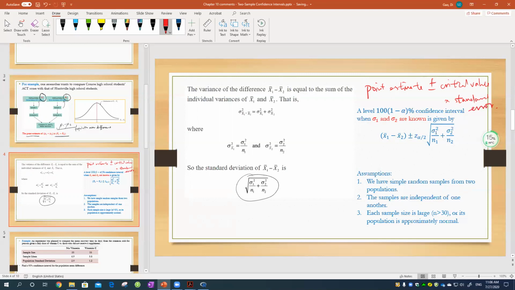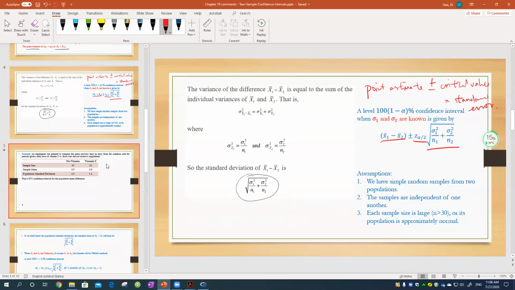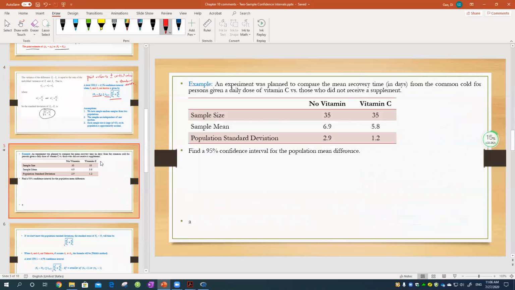Then the point estimate we have is x1 bar minus x2 bar, the critical value, and the standard deviation of the sampling distribution of x1 bar minus x2 bar will be the standard error in this formula. So that's exactly what we have here. And then we can directly use this for questions. Let's look at this example.